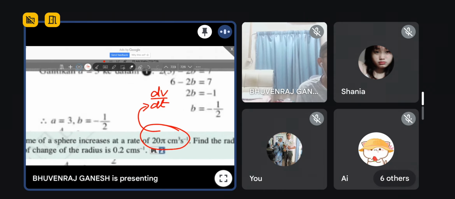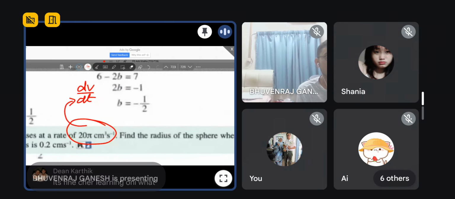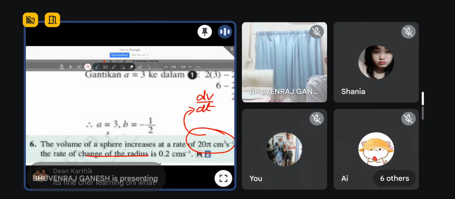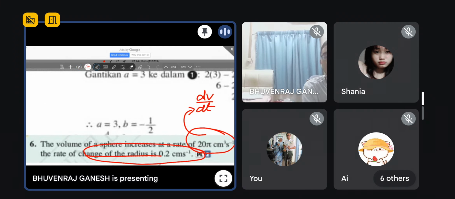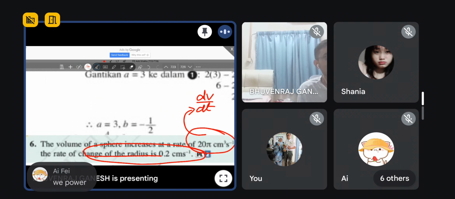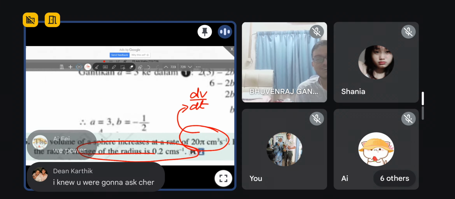The question asks you find the radius of the sphere when the rate of change of radius, okay guys, kadar perubahan jejari 0.2 cm per second. This one gonna tolak mata, you know. I never ask question, you tell me the answer. Guys, if I don't ask question, you tell the answer, you wait. Bila tanya soalan baru jawab.